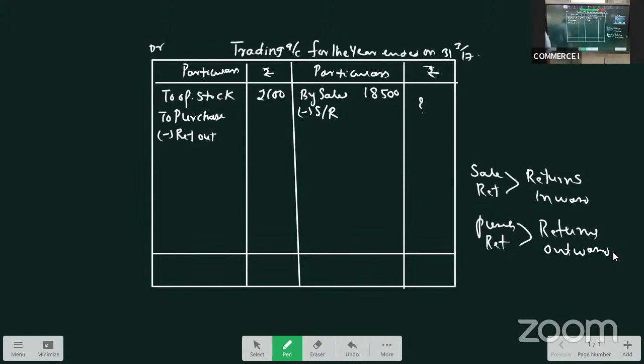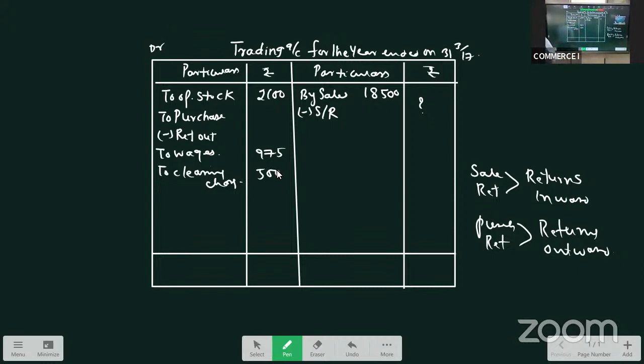So then we have wages. Wages are given as 975. Then clearing charges. Clearing charges are given as 500.